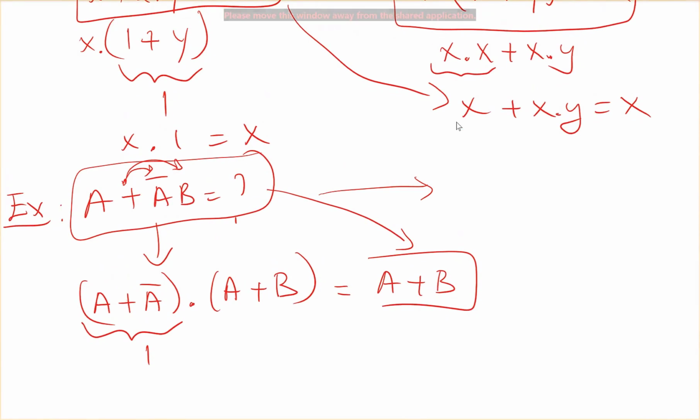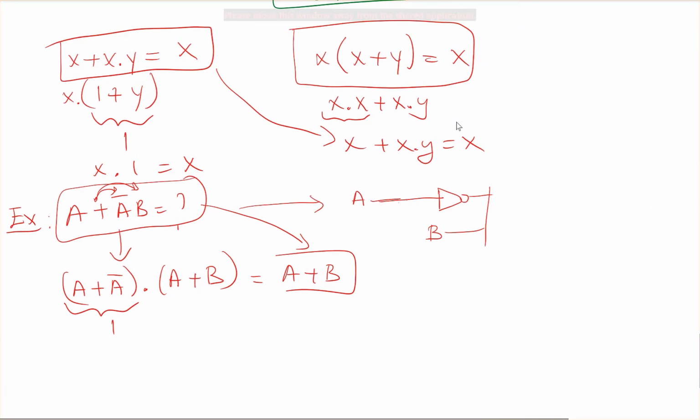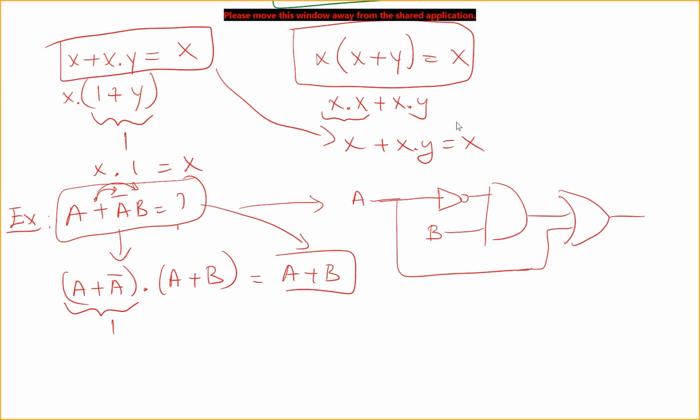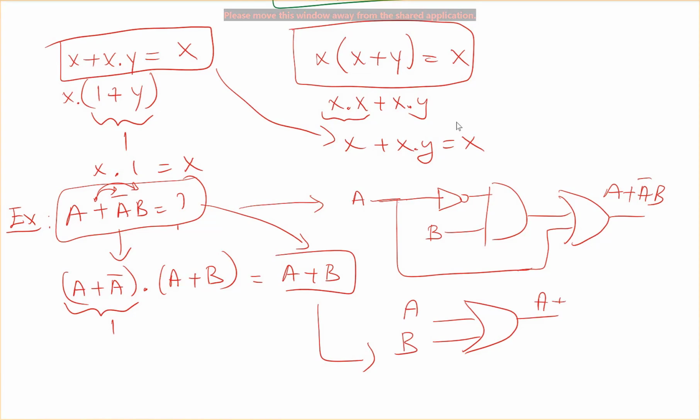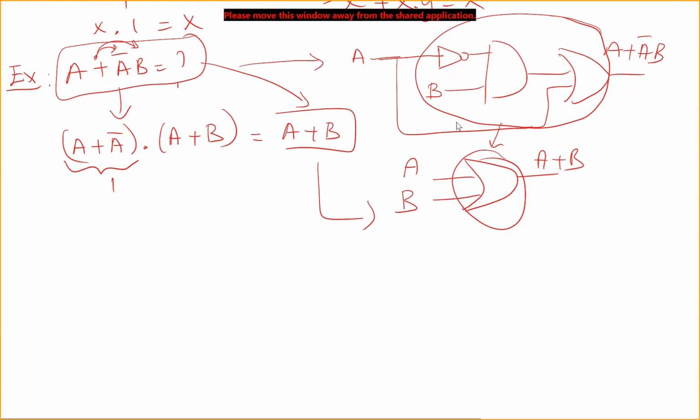So if I draw the circuit for this, I have A, and then this is my A naught. Let's say this is B. Make it smaller. So this is my original circuit, A or A naught B. But if I minimize it, this is all I got, right? So this is much simpler, right? Instead of 3 gates, I only use 1 OR gate. Okay, let's do another example.